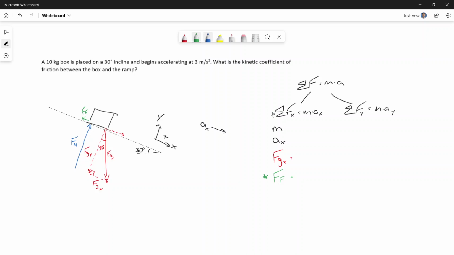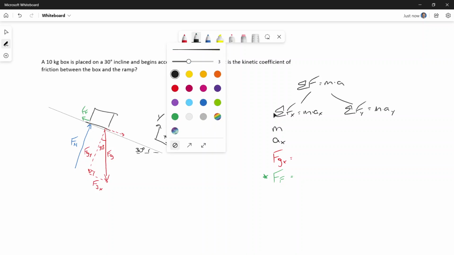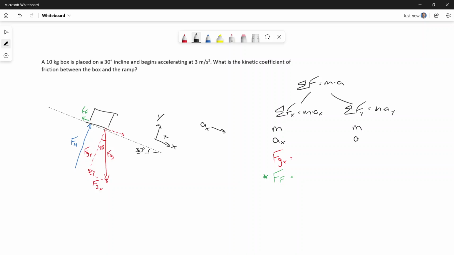Let's go back now to our y side here. On the y side, again, you have a mass, you have an acceleration in the y, you have, once again, gravity, but this time it's gravity acting in the y direction, and you have the normal force. All right, so I'm working this thing through.